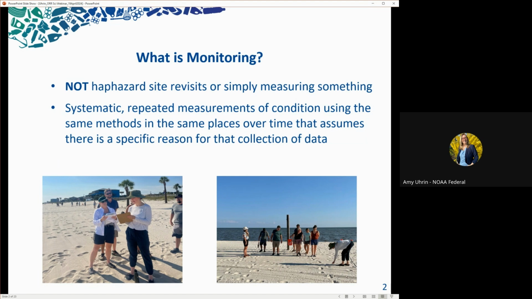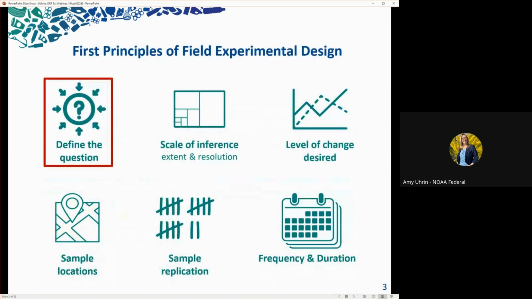But what monitoring is, what true monitoring is, is the systematic measurement of variables and processes that includes repeated measurements over time using the same methods in the same place. And the important thing is that there's actually a specific reason for why you're collecting that data. So what is the reason for monitoring? As I mentioned, we're going to go back to some of the first principles of experimental design. And the most critical component of any experimental design is first asking yourself, what is the question to which these data are the answer?